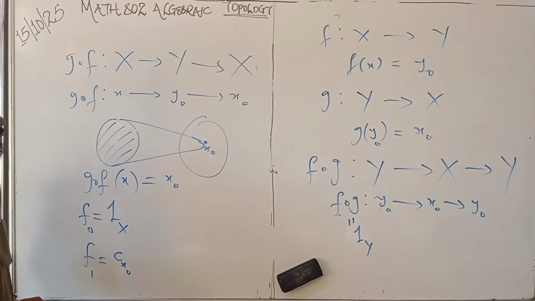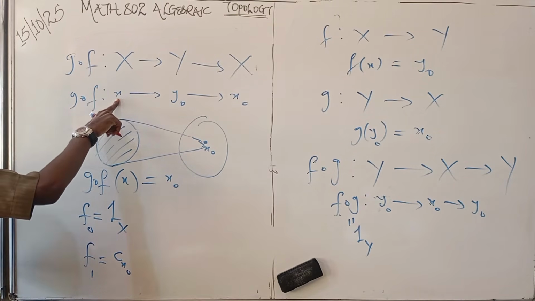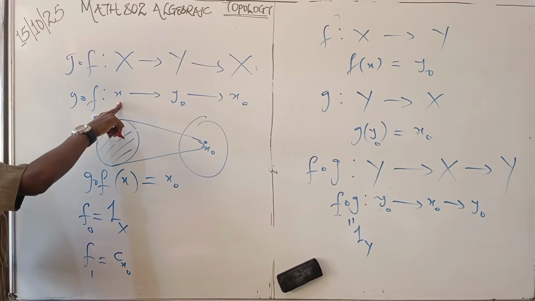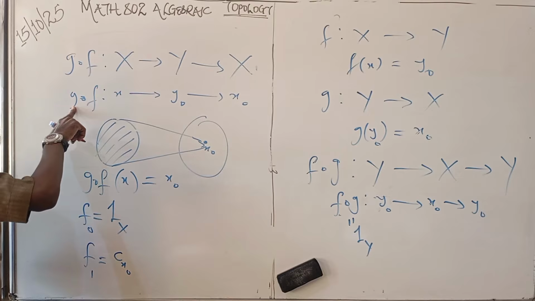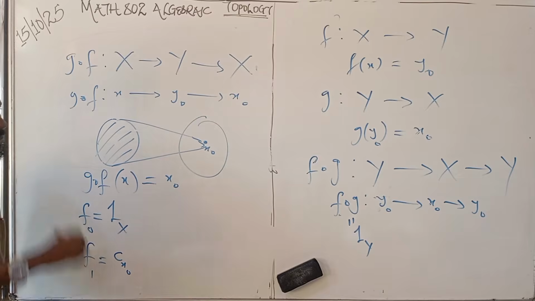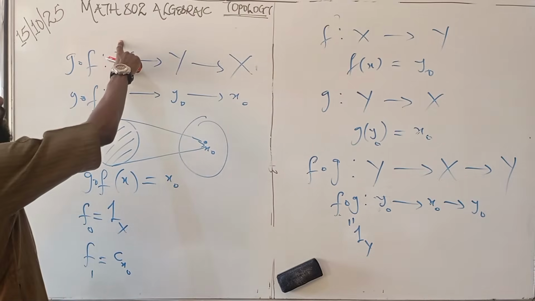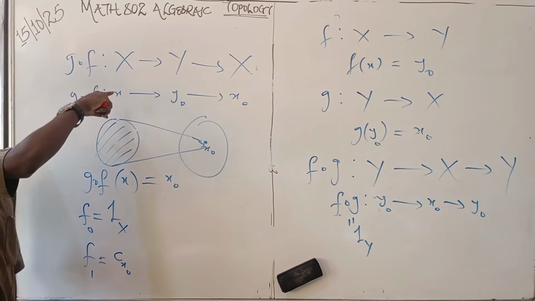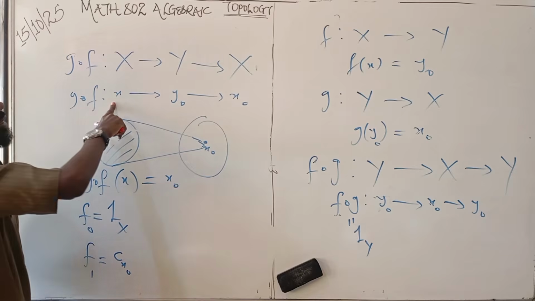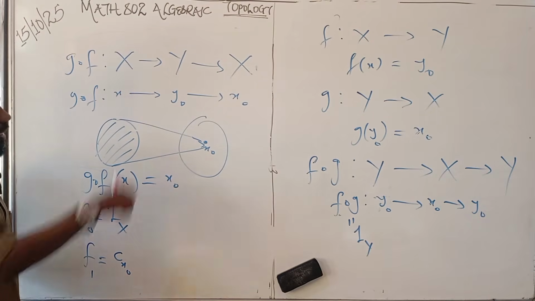Because it's G after F, and this is F after G. Yeah. So there are many points in X, not only X naught. So take any point in X, F is mapping it to Y naught, like we defined over there. And then Y naught is mapped to X naught.